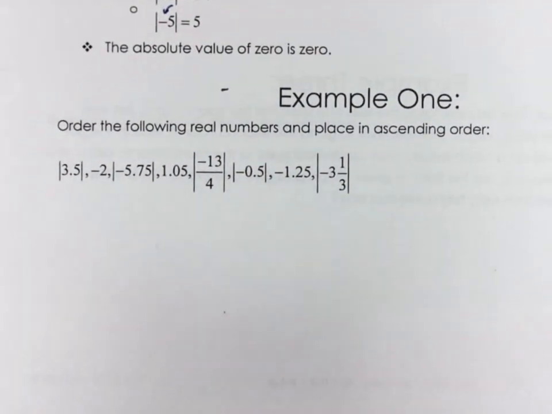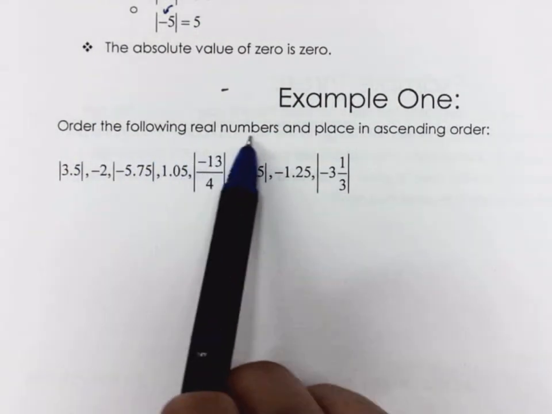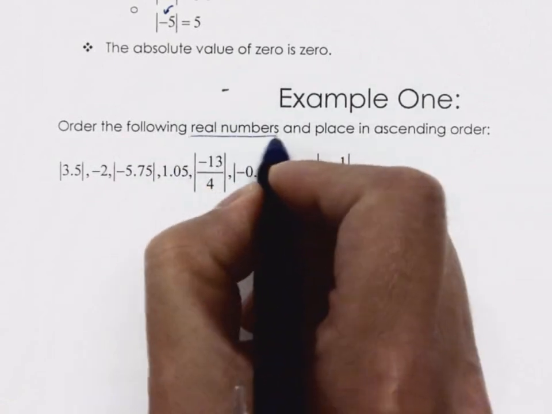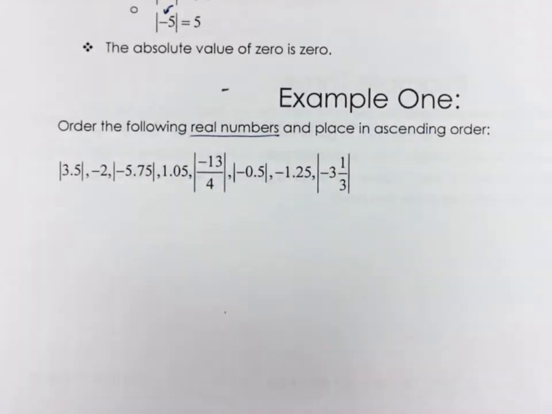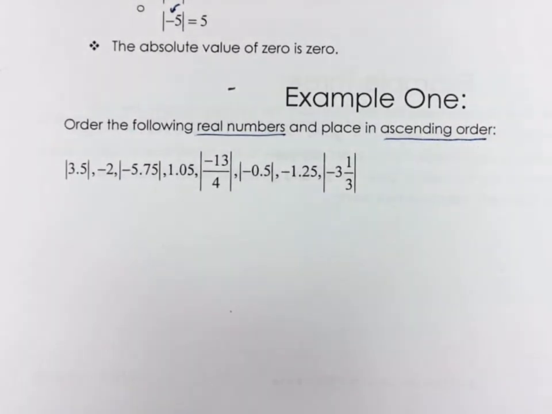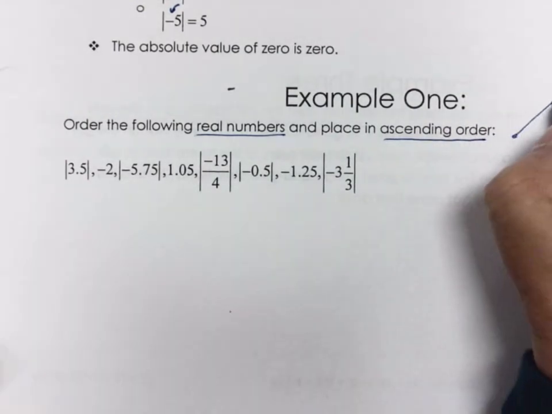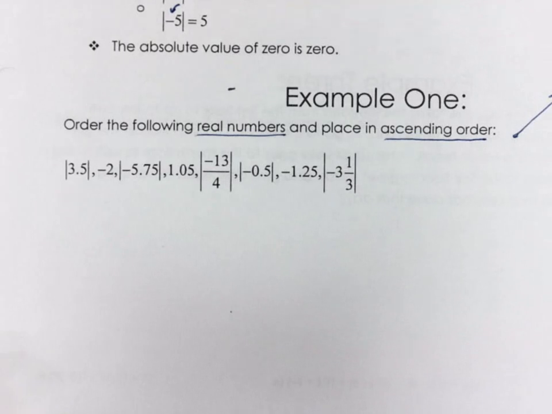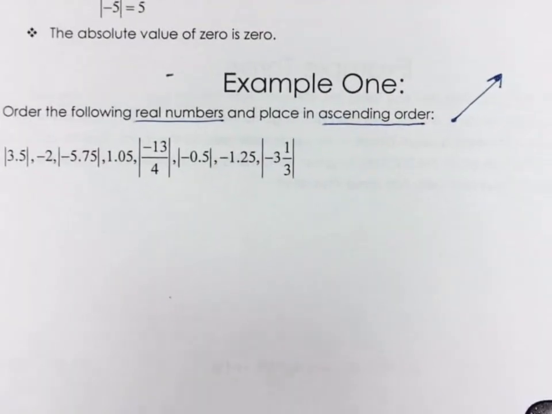Okay, so now we're going to do this. And these ones are tough because you've got to pay attention to the lines. Order the following real numbers. Real numbers are all decimals, roots, everything. And we're going to place them in ascending order. What does ascending mean? Smallest to biggest. So smallest to biggest here.